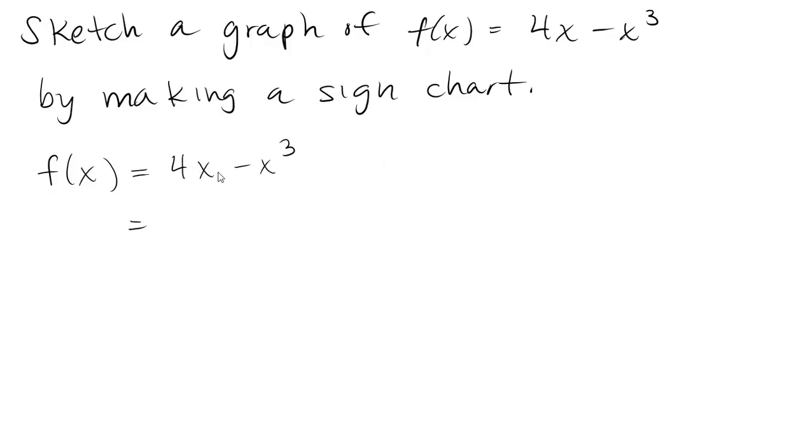I'm going to factor this. This has a GCF of x. It's 4 minus x squared as my remaining factor. And then I can factor this to 2 plus x and 2 minus x.